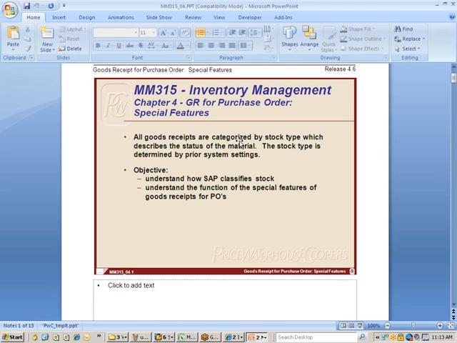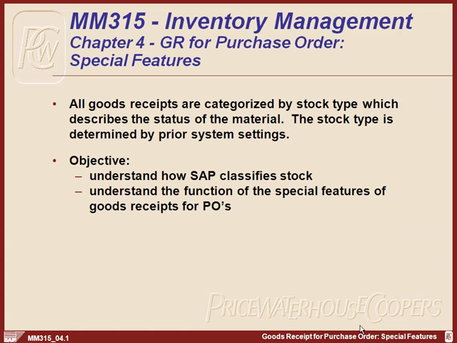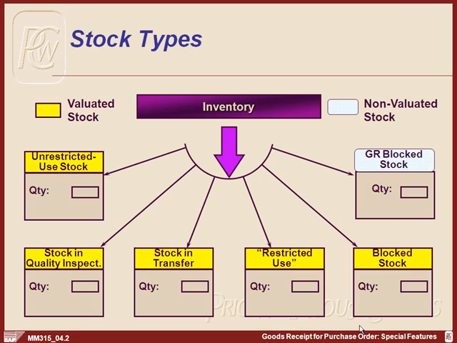Stock type is determined by prior system settings. Like I said, in the configurations at plant level, I am going to specify which stock type needs to be defaulted automatically. That we will see when we actually work with the configurations. Now, let me discuss various stock types. I said quality inspection stock, unrestricted use stock, and blocked stock. These are the three standard stock types. Let me repeat. Unrestricted stock, quality inspection stock, and blocked stock. These are the three stock types available in the SAP standard system.